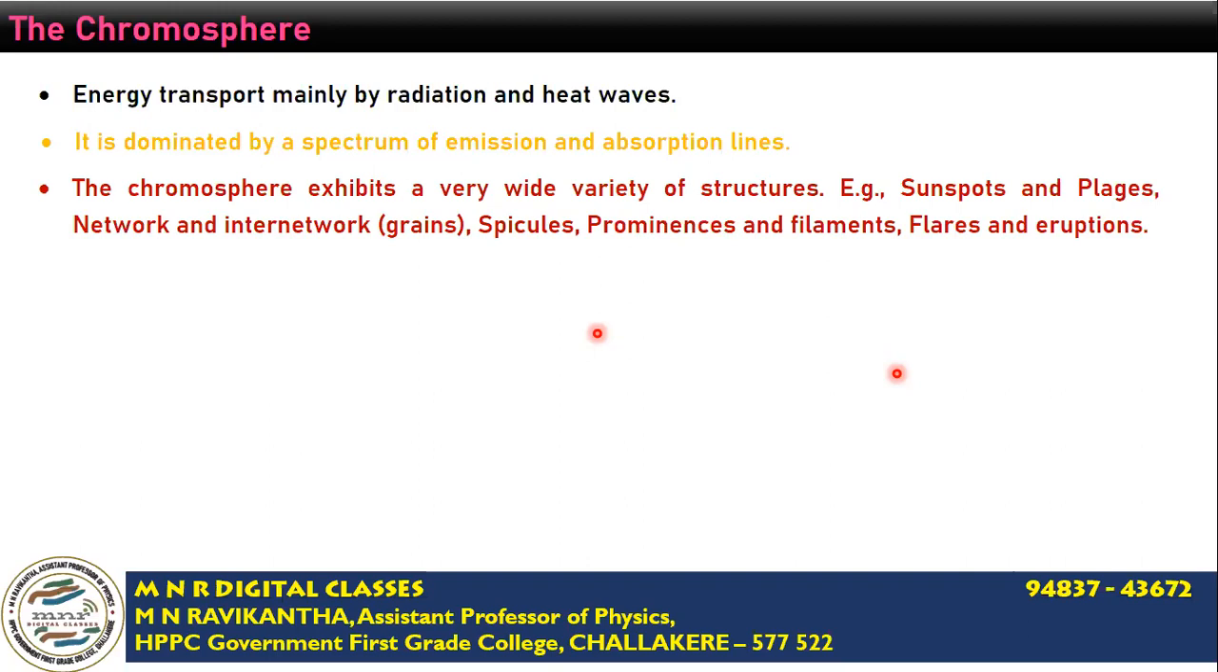The chromosphere exhibits a very wide variety of structures. That is, we can see the sunspots, plages, network and internetwork, that is grain formations, spicules, prominences and filaments. We even see solar flares and eruptions.